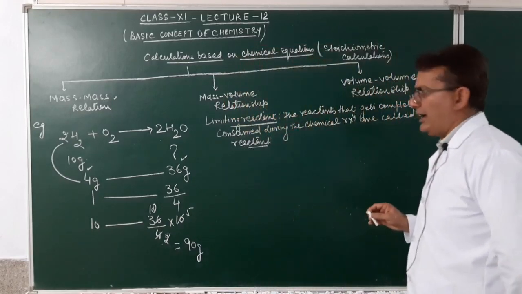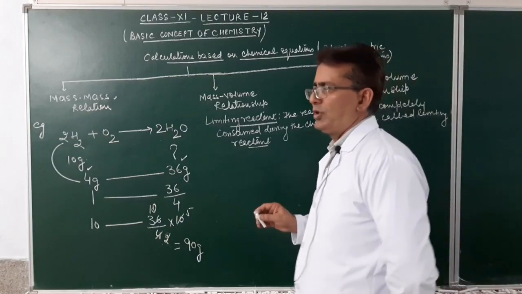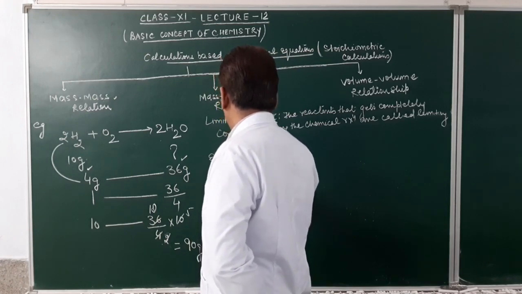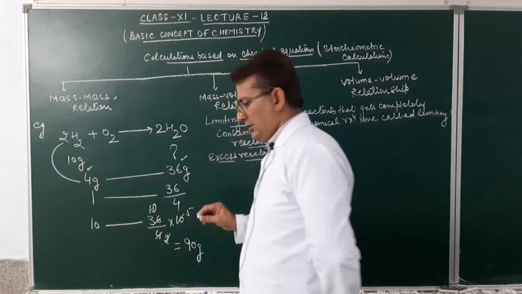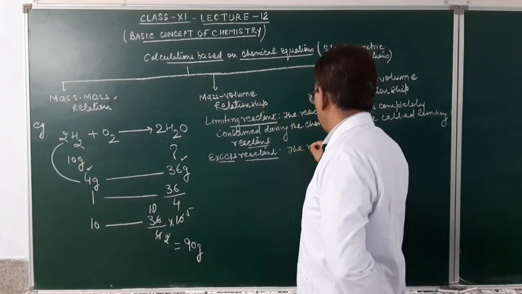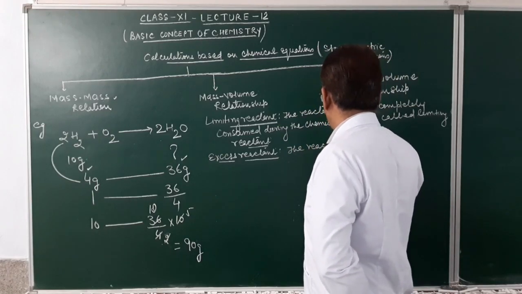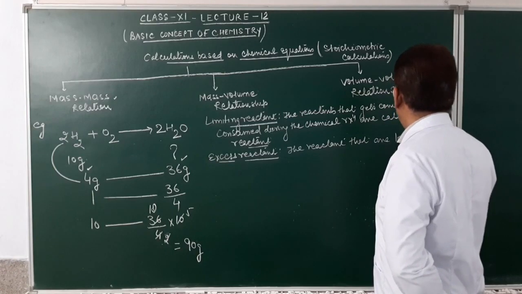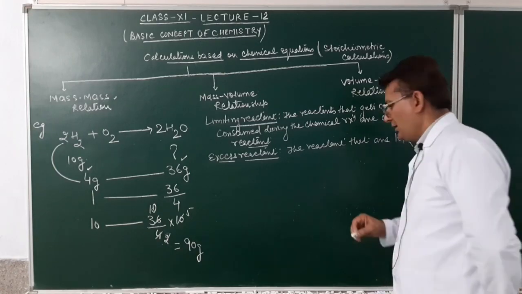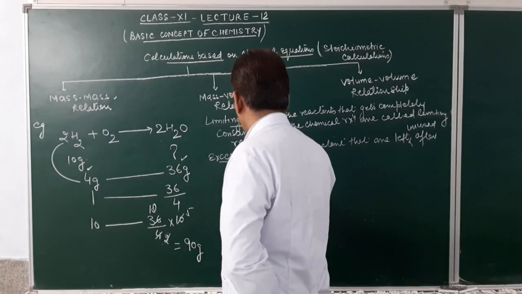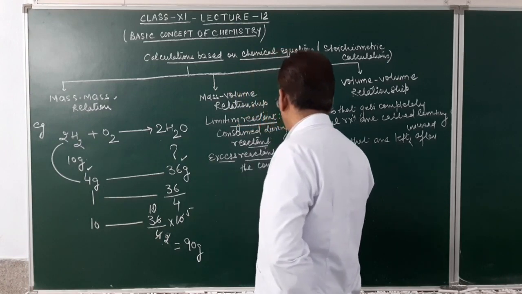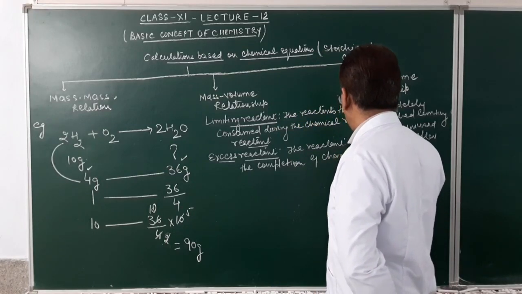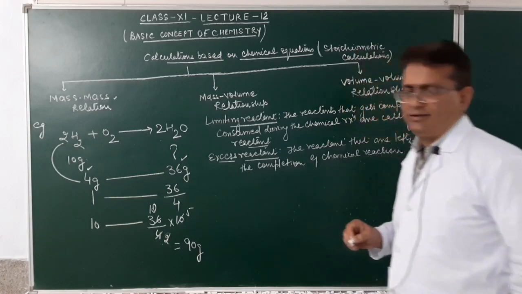And the reactants that are left unused after the completion of the reaction are called excess reactants. So what are excess reactants? The reactants that are left after the completion of the chemical reaction are called excess reactants.